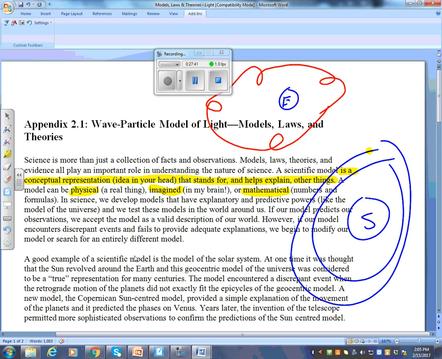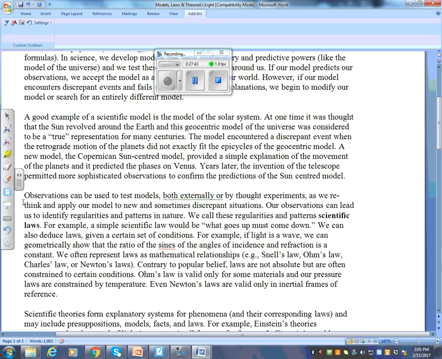Okay? All right. Next paragraph here. Observations can be used to test models, either externally or by thought experiments, as we rethink and apply our model to new and sometimes discrepant situations. Our observations can lead us to identify regularities and patterns in nature. We call these regularities and patterns scientific laws.